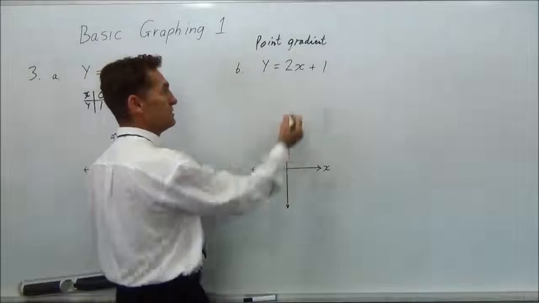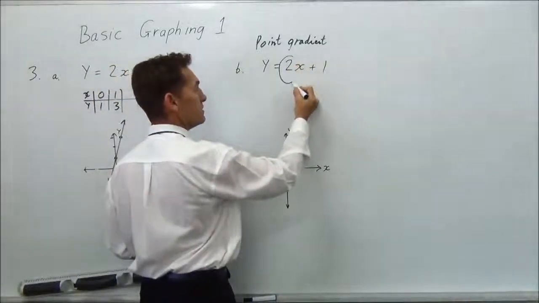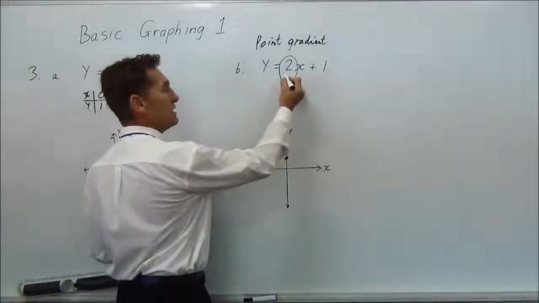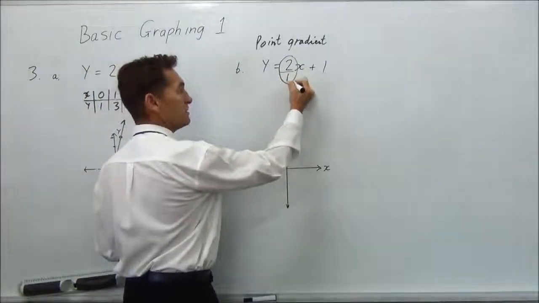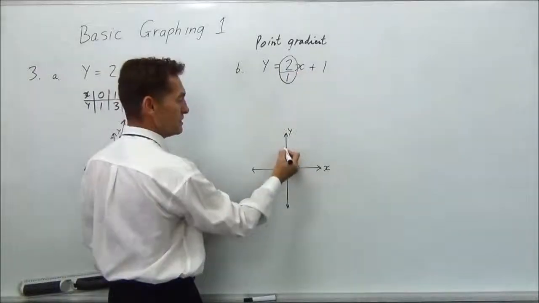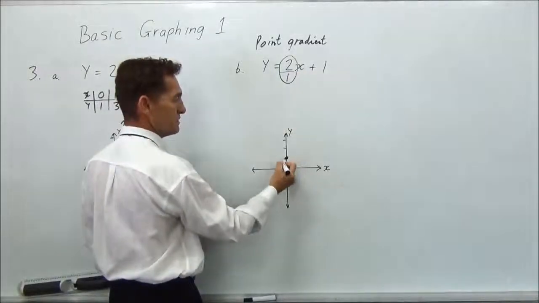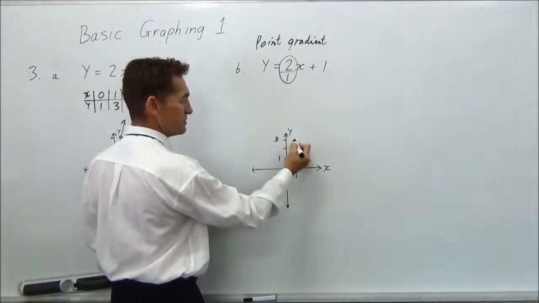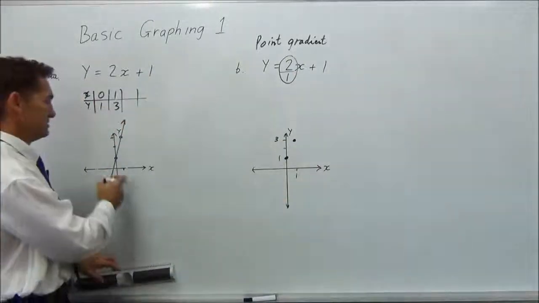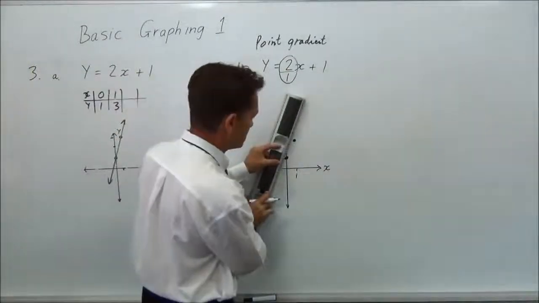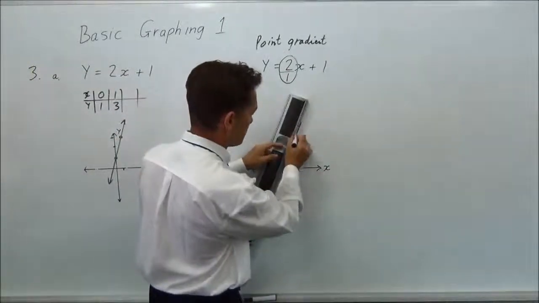My second point is this, which is the gradient. So the gradient is a fraction, and any whole number is a number over 1. So I want to go up 2 and across 1. So if I go up 2, I'll go up to 3, and I'll go across 1, put a dot, join the dots. Now in this case, you've ended up with the same two dots, and it's pretty obvious that there's your line.